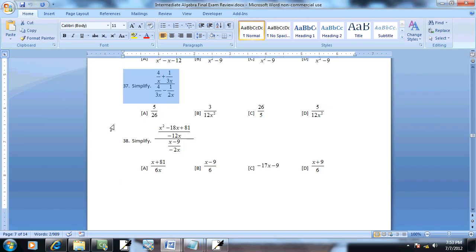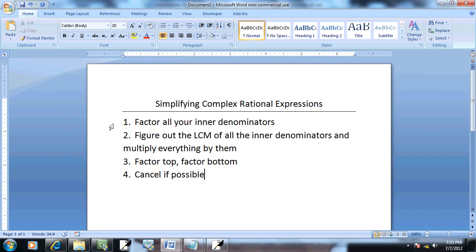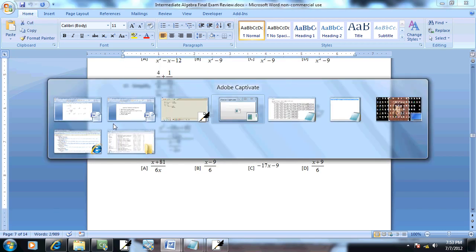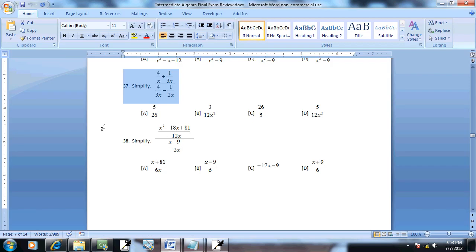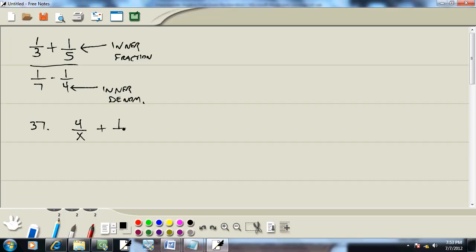Well, let's look at that problem. Our first one, number 37. There we go. Then we got 4 over x plus 1 over 3x all over 4 over 3x minus 1 over 2x.